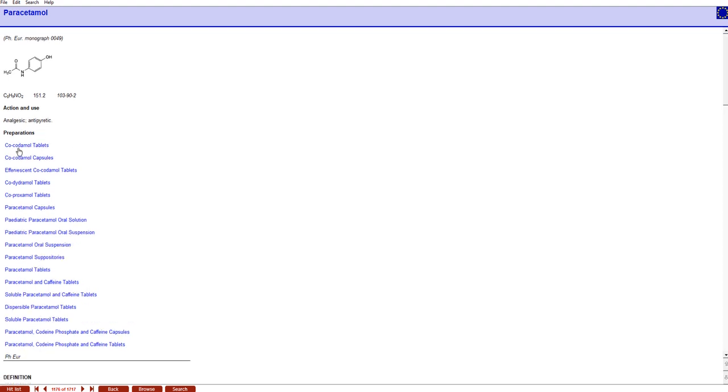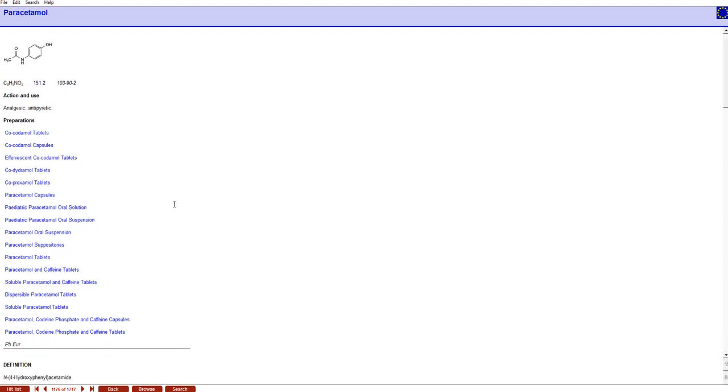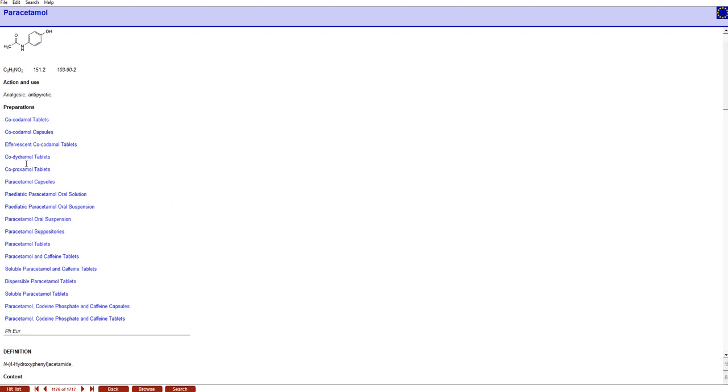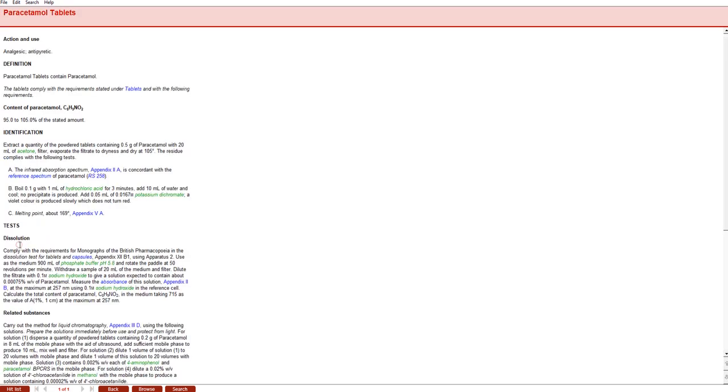We have co-codamol tablets and we have capsules. No, we want paracetamol tablets. So where is paracetamol tablets? Can you help me find it? Paracetamol. It's here. Can you see it? Okay. Paracetamol tablets. See, of course here it says it's analgesic antipyretic, meaning pain reliever and fever reducer.